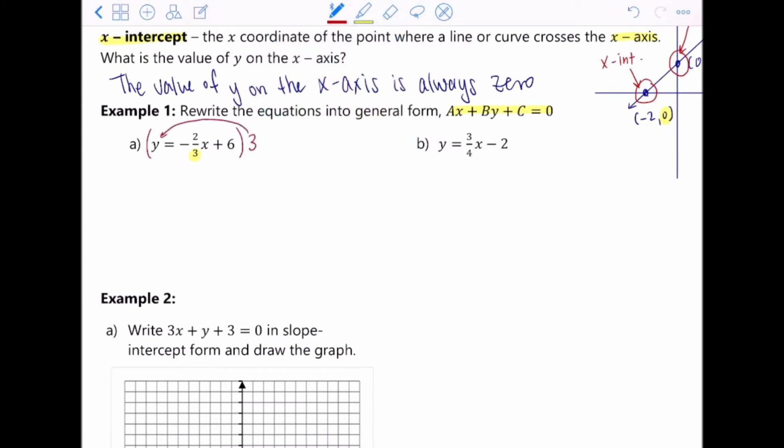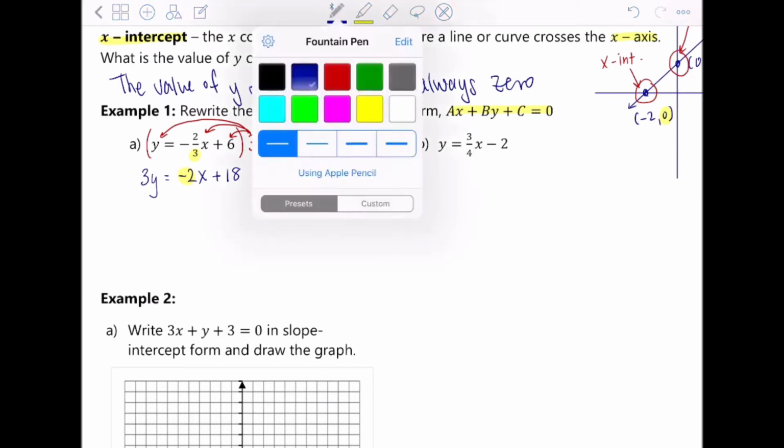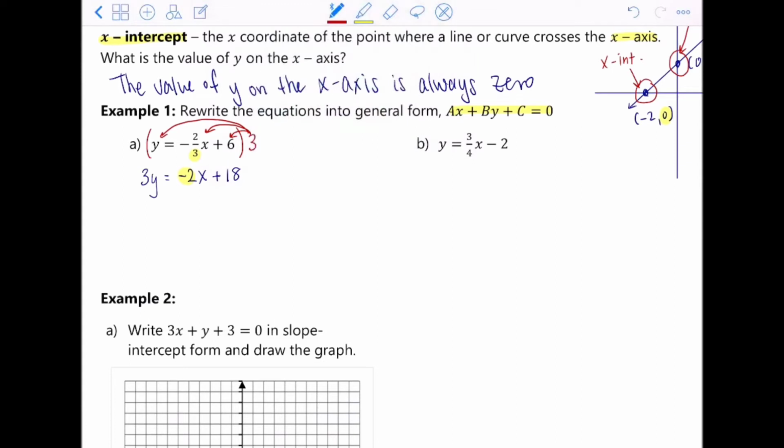So we multiply y times 3 in the first term and the second term here. We get 3 times y is 3y equals -2x because 3 cancels out, plus 3 times 6 is 18. Next step will be to notice that we have a negative coefficient in front of x. By convention, we need our a to be a positive whole number. So we're going to move that negative to the other side so we can have a positive x.